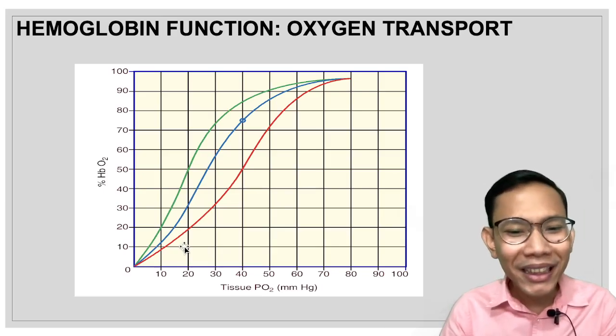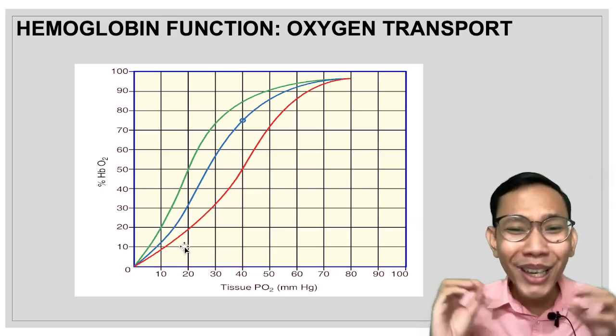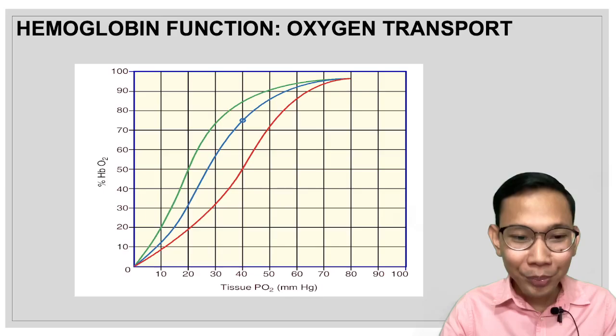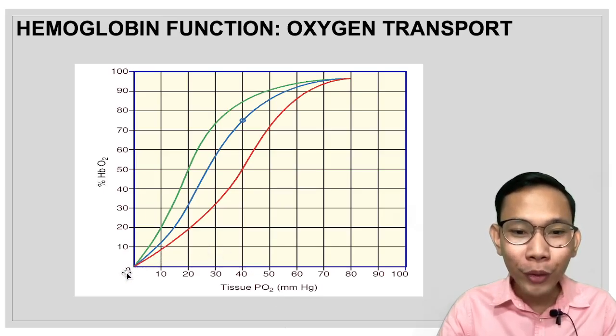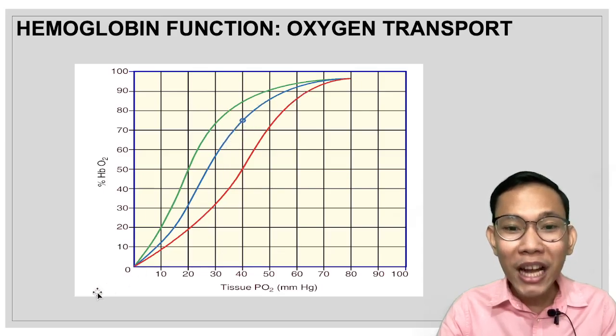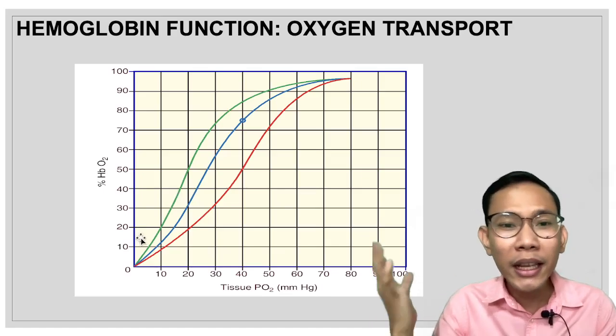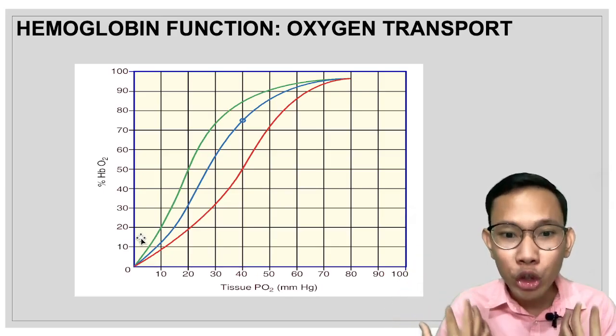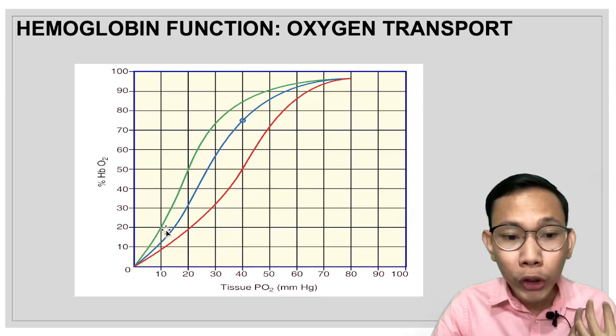Doc, I don't understand you. What are you saying? The terms are very technical, no? Okay, this is how we discuss that one. Let's look at the curve. Look at the color blue. This color blue is actually the normal curve. This is how our oxygen is being transported inside our body if we are functioning well without any other conditions. This is now your normal curve of the body.